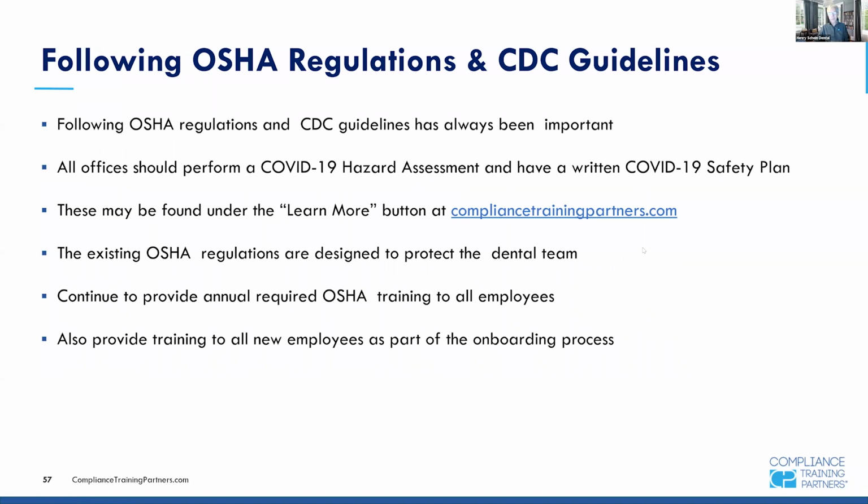Now, following OSHA regulations, following CDC guidelines, it's always been important, but there's a couple things that you want to make sure you have, besides what I've already said tonight, the requirements, for example, for N95 respirators. Make sure you have a COVID-19 hazard assessment and a written COVID-19 safety plan. You can download these for free at compliancetrainingpartners.com. Just download it, fill it out, and have it available. It's a common mistake I'm seeing. If someone's inspected, they're going to ask for it.